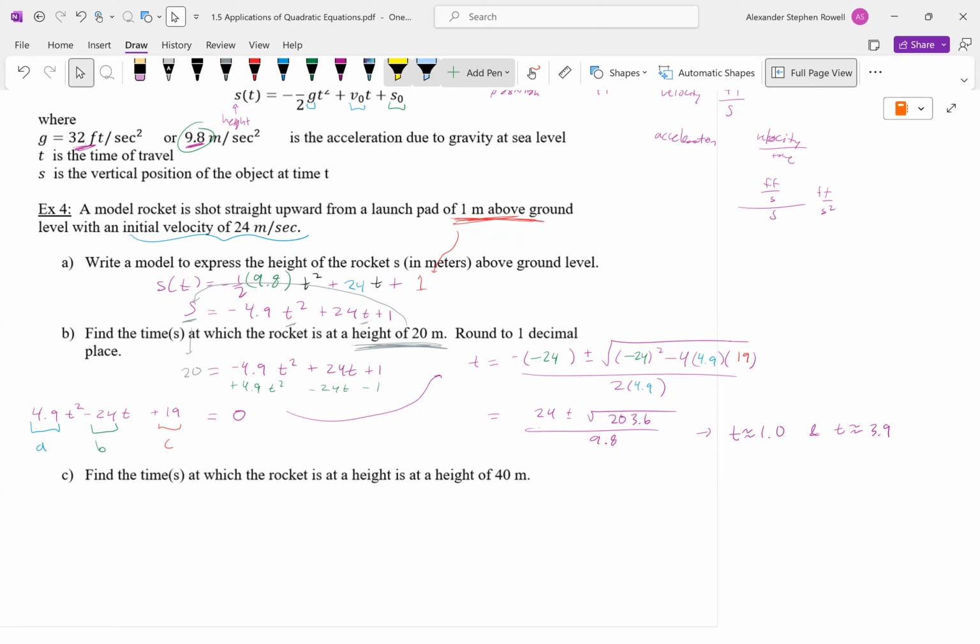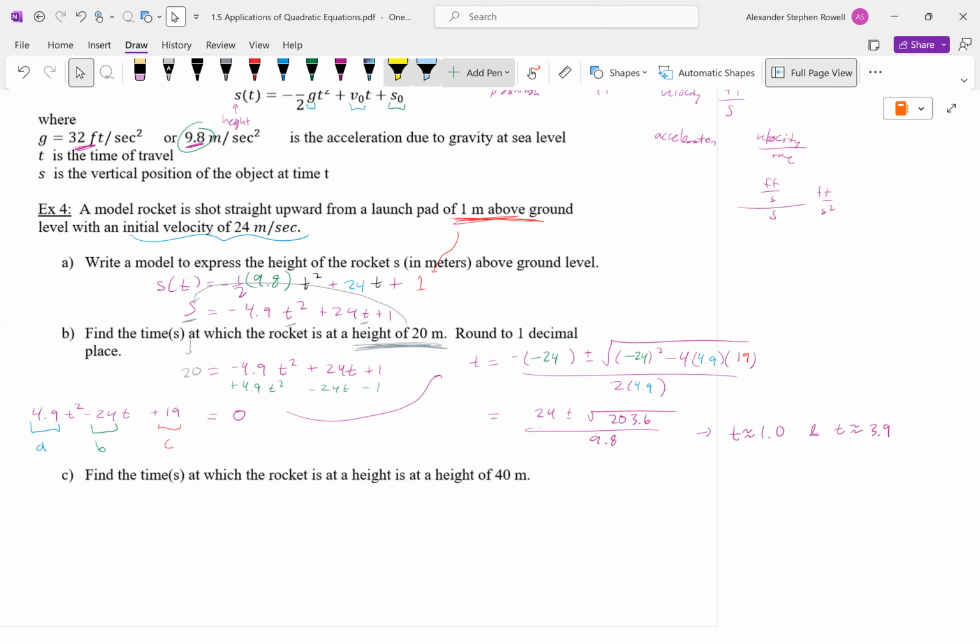So I launch a rocket from 1 meter up. After 1 second, maybe it reaches that. And on the way back down, maybe after 3.9, it reaches that. Sure, I can get it. At 2 different times, it could reach the same height. So I can get 2 answers.